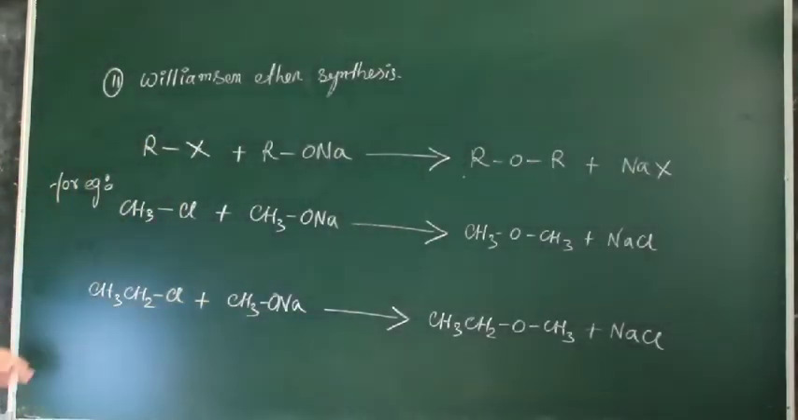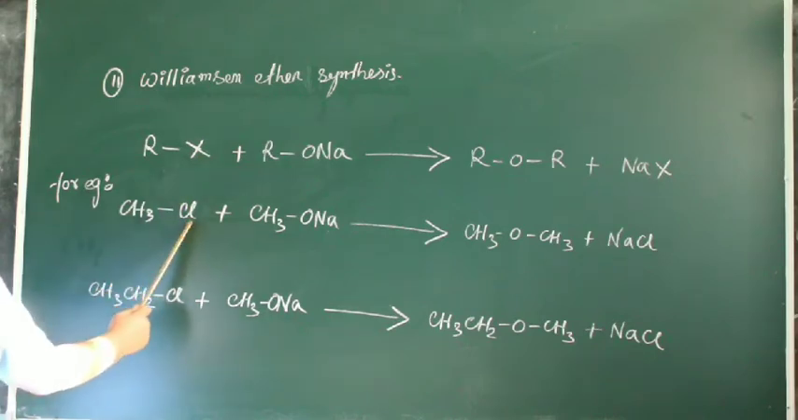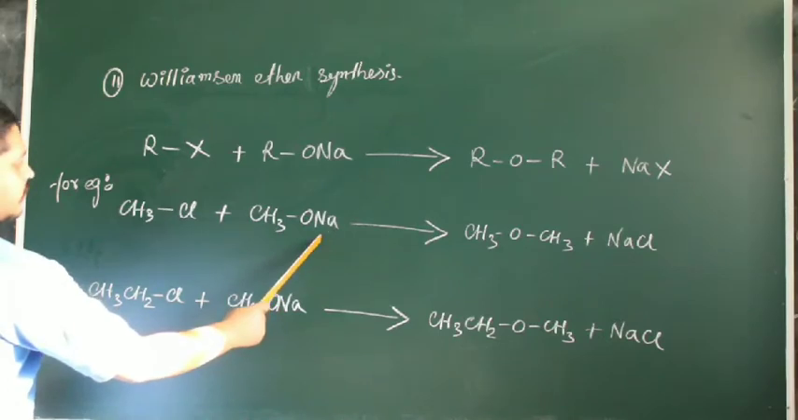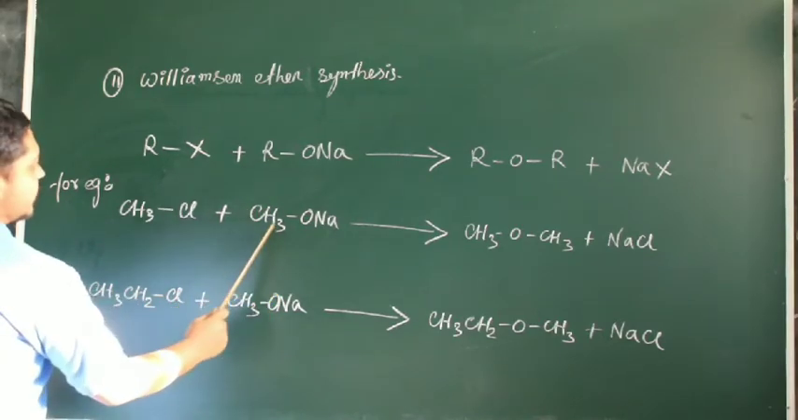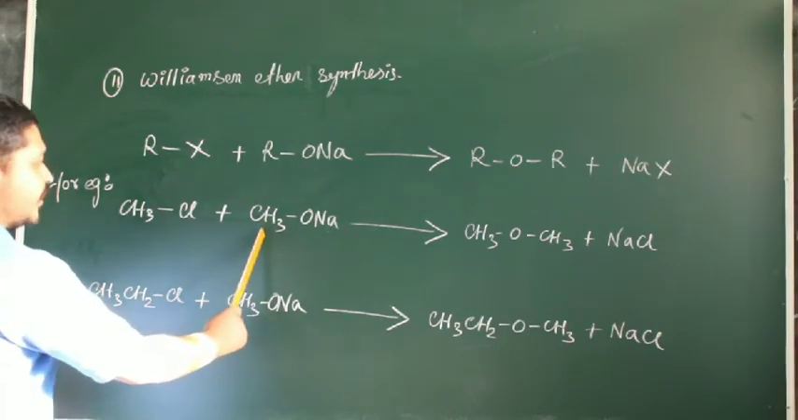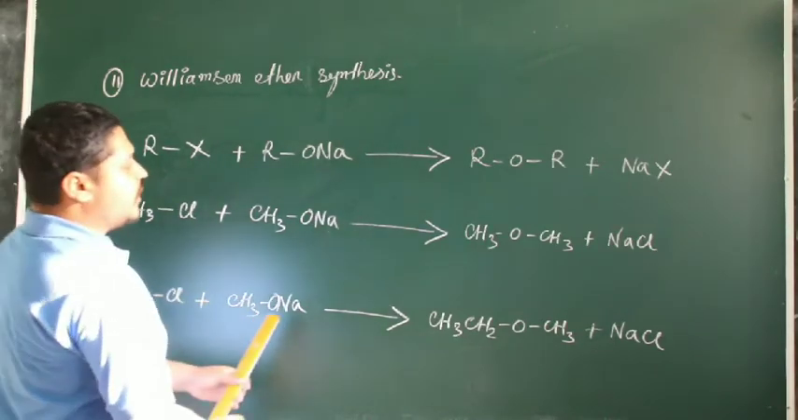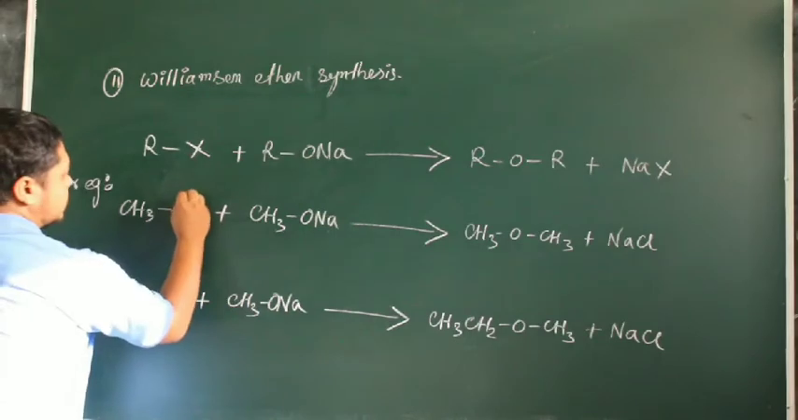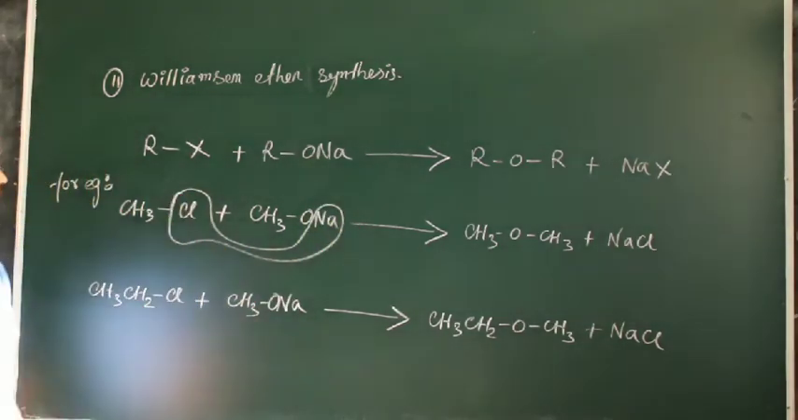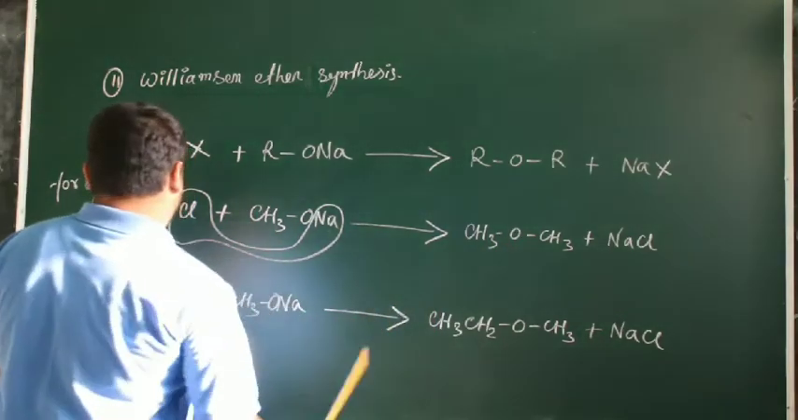For example, CH3Cl. CH3 means the R group, Cl is a halogen atom, and CH3ONa is called sodium alkoxide. This is sodium methoxide, since it has a methyl group. The product is CH3OCH3. Sodium chloride is removed, and the remaining portion CH3OCH3 is the product.